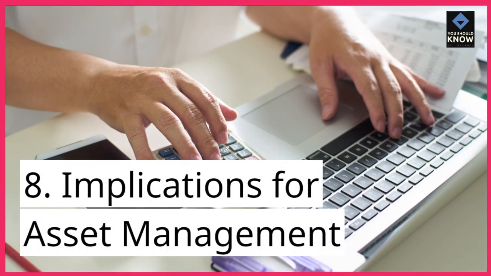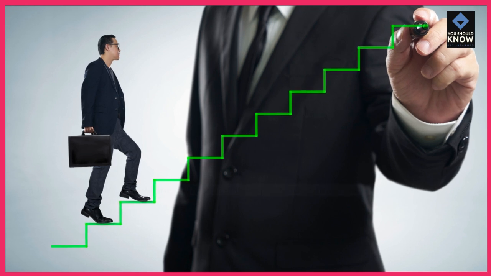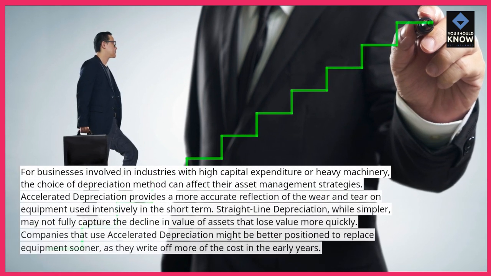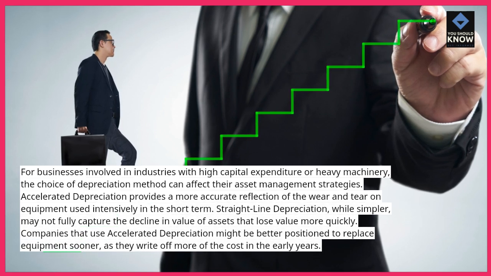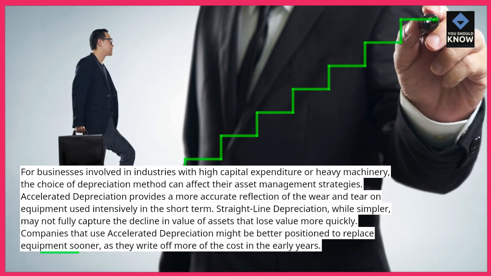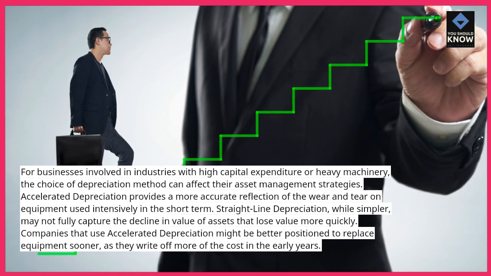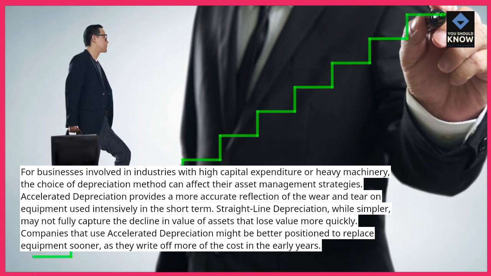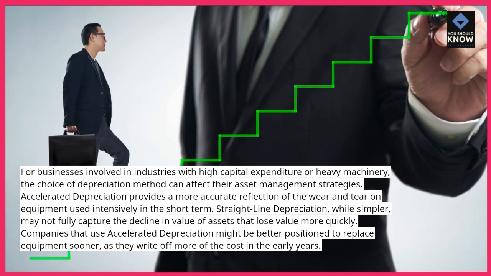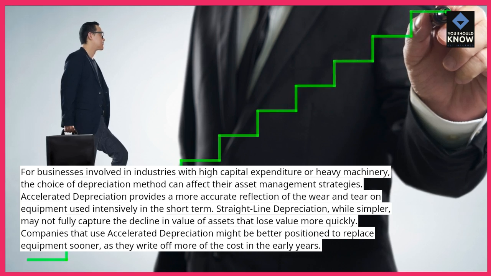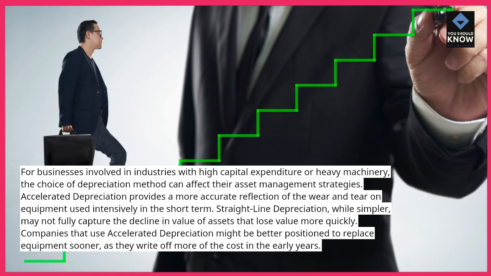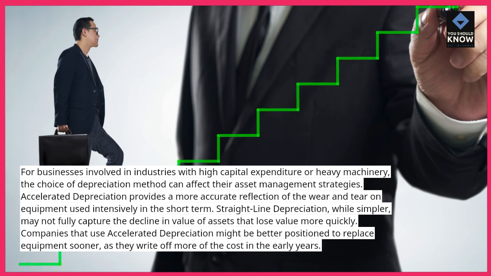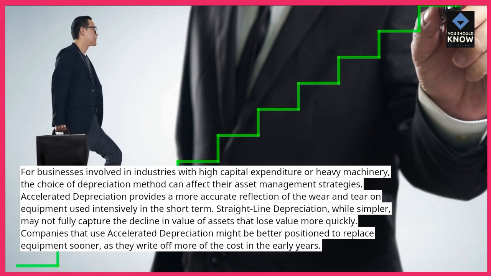8. Implications for asset management. For businesses involved in industries with high capital expenditure or heavy machinery, the choice of depreciation method can affect their asset management strategies. Accelerated depreciation provides a more accurate reflection of the wear and tear on equipment used intensively in the short term. Straight-line depreciation, while simpler, may not fully capture the decline in value of assets that lose value more quickly. Companies that use accelerated depreciation might be better positioned to replace equipment sooner, as they write off more of the cost in the early years.